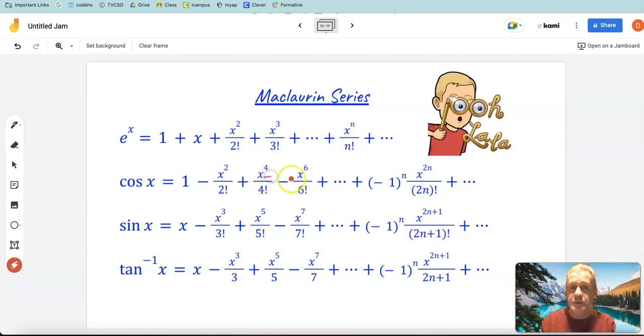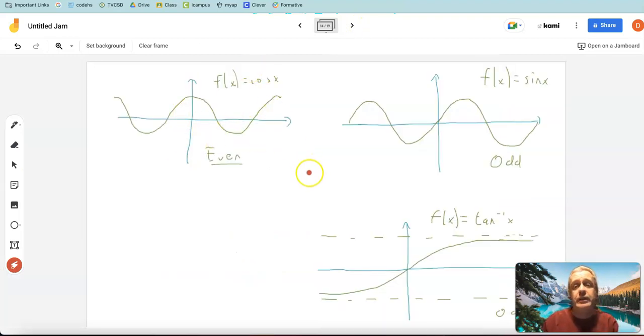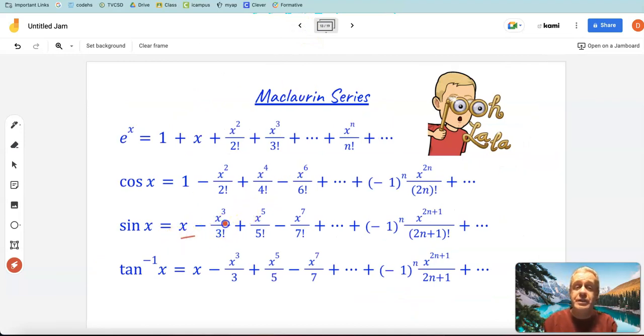So cosine, since its Maclaurin series makeup has all even powers of x's over the same number, even number factorial, that's why cosine is even. Whereas sine, from back in Algebra 2, is odd because it was symmetric about the origin. But the underlying reason why sine is an odd function is because its Maclaurin series makeup here is all odd powers of x's over the same odd number factorial. And you just have to remember that cosine and sine have alternation of signs here.